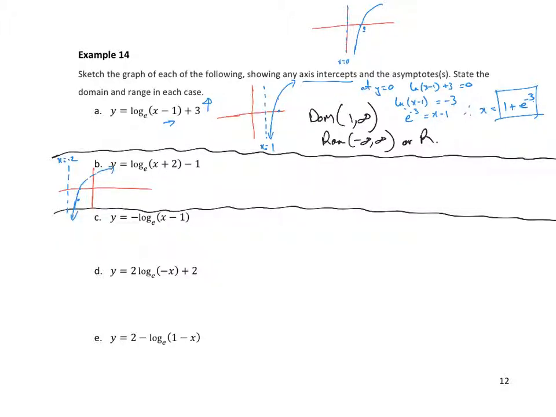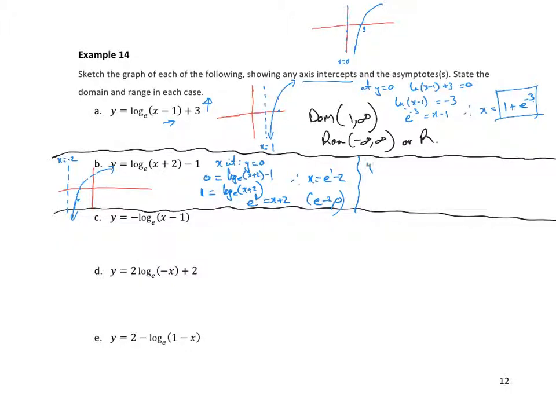So you can see we're going to have an x and y-intercept here. x-intercept, let's put y is equal to 0. I get 0 is equal to log base e of x plus 2, minus 1. 1 is equal to log base e of x plus 2. So to remove that log expression, I change it into index form. The base is e, so e to the 1 is equal to x plus 2. Therefore, x is equal to e to the 1 minus 2. So that's my intercept. So e minus 2, 0 is the x-intercept.